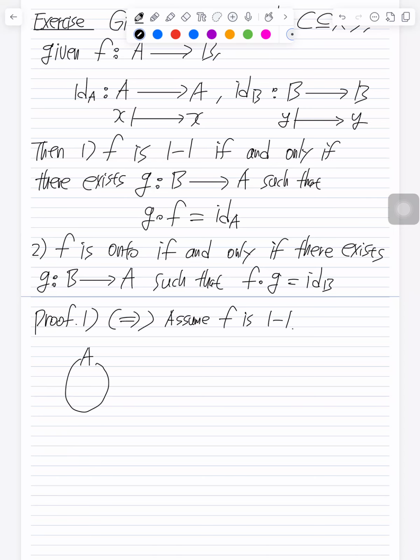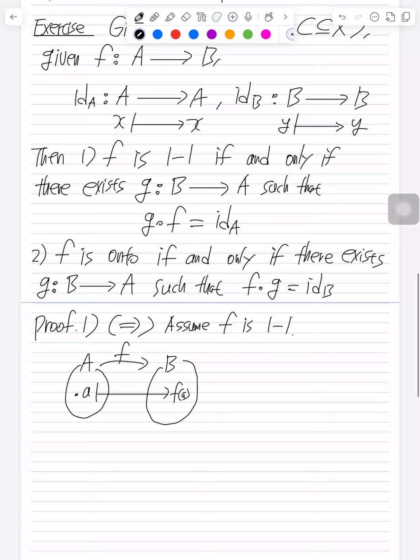We start from set A, and each element is mapped via the function f to set B, so each element here is mapped to f of a. We didn't assume f is surjective, so the image might not be the same as the codomain itself, because there is no such guarantee. Then how can we define a new function g from B to A such that if we compose further, it maps again to the chosen a?